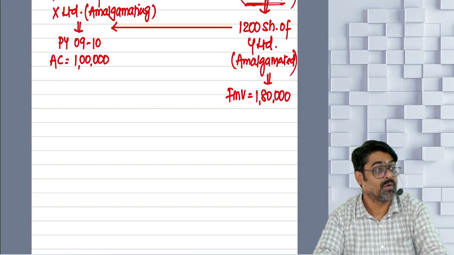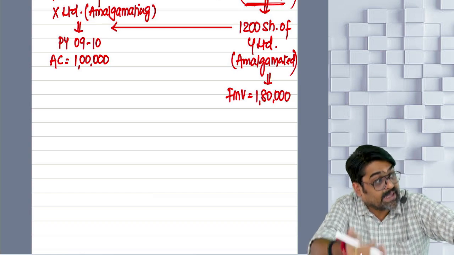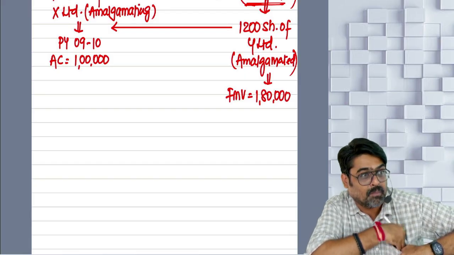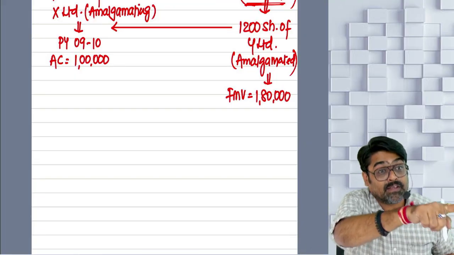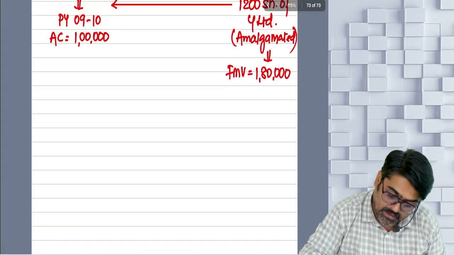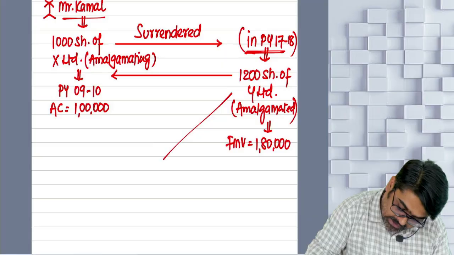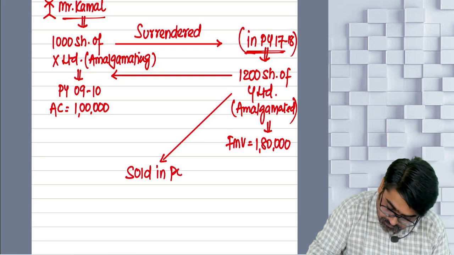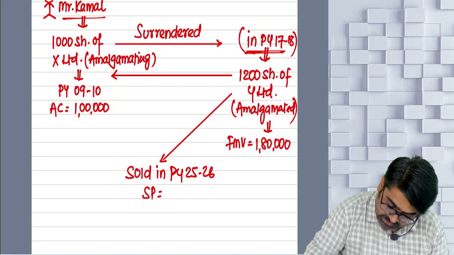Because right now, at the time of surrendering the old shares and getting these shares, this 80,000 gain is not realized and not coming into his pocket. When will this 80,000 gain come into his pocket? When he sells these 1200 shares in the future. Now, for example, these 1200 shares are later on sold. Sold in previous year 25-26. And the selling price was, for example, 3 lakh rupees.